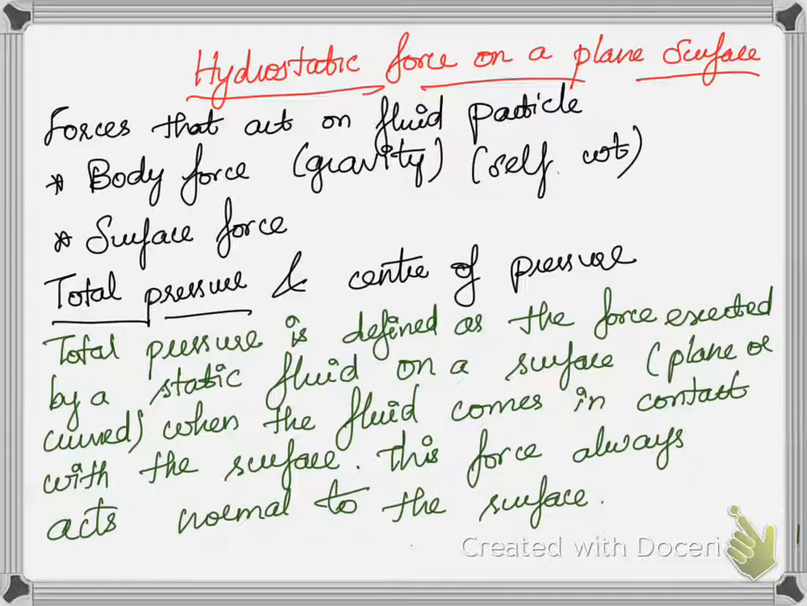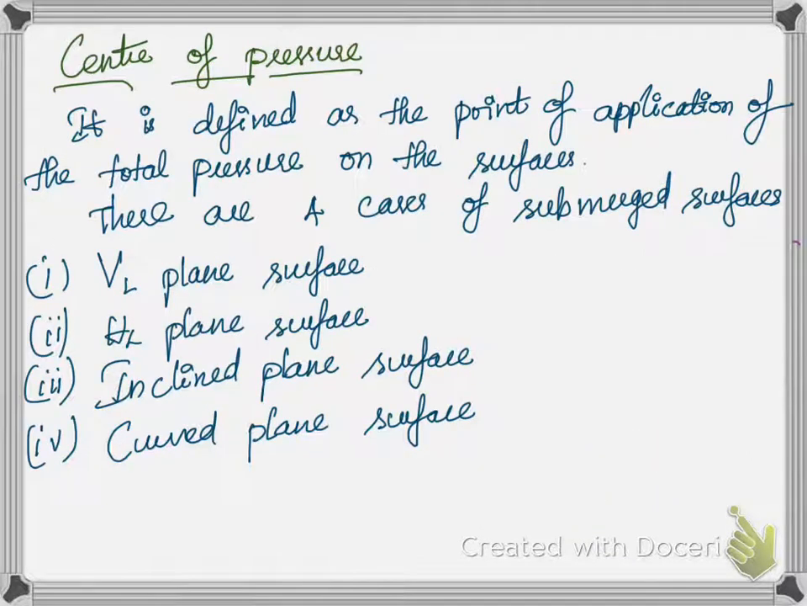I have given the definition for total pressure. It is defined as the force exerted by the static fluid on a surface. The surface can be either plane or curved when the fluid is coming in contact with the surface, and this will always act normal to the surface. And next is center of pressure. Here also I have given the definition: defined as the point of application of total pressure on the surface.